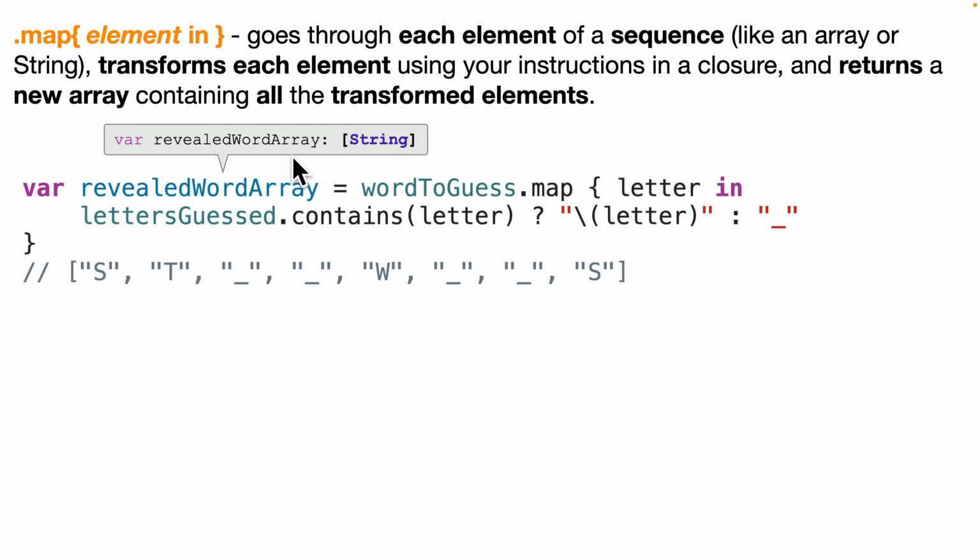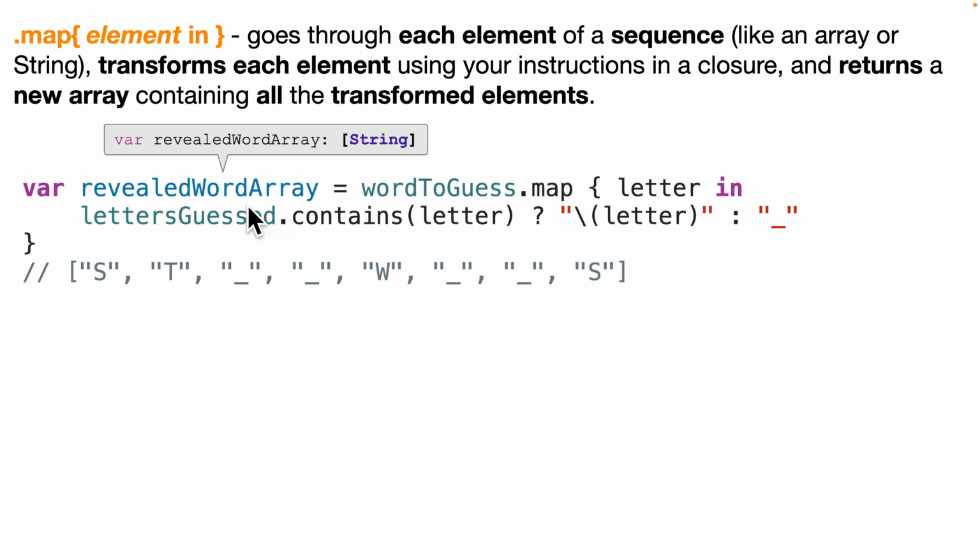Watch. So when we say word to guess .map, we're going to go through every letter of word to guess. We're going to refer to each individual letter as letter, so we give it a name, just like the name we give a constant in a for statement. We could name it anything, but in here we refer to each individual letter as letter. We put the keyword in after this, and then what you have in between the curlies of the map statement is similar to what you'd have between the curlies of a for loop.